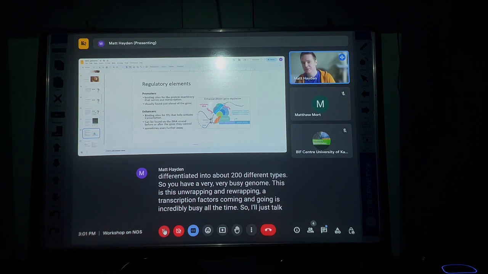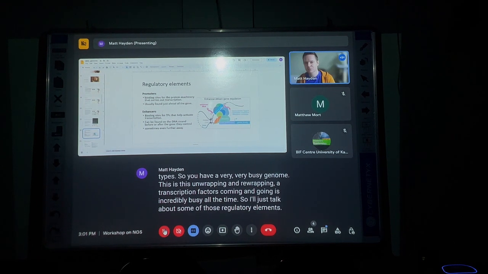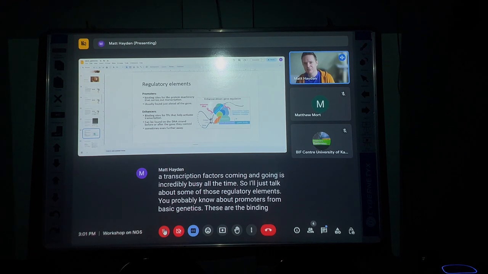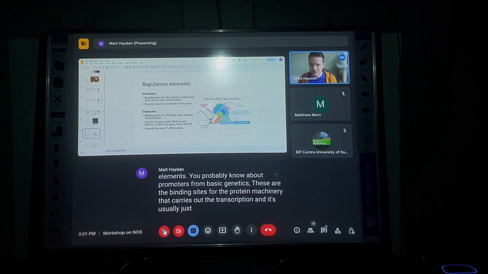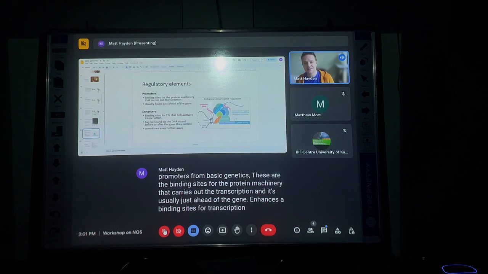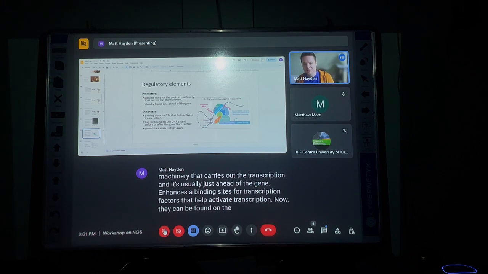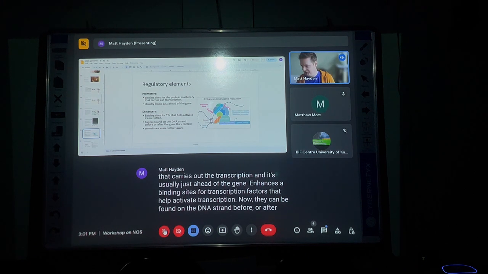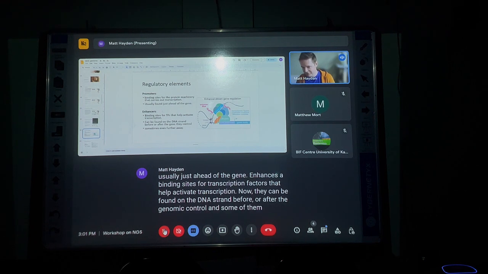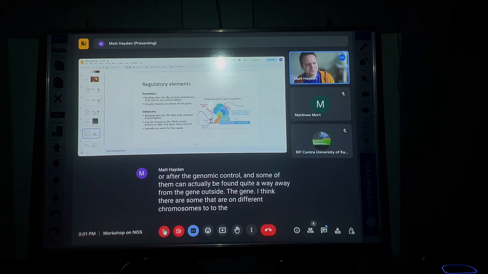So I'll just talk about some of those regulatory elements. You probably know about promoters from basic genetics. These are the binding sites for the protein machinery that carries out the transcription, and it's usually just ahead of the gene. Enhancers are binding sites for transcription factors that help activate transcription. Now, they can be found on the DNA strand before or after the gene they control, and some of them can actually be found quite a way away from the gene, outside the gene. I think there's some that are on different chromosomes to the gene.